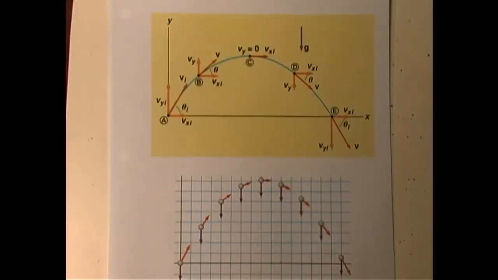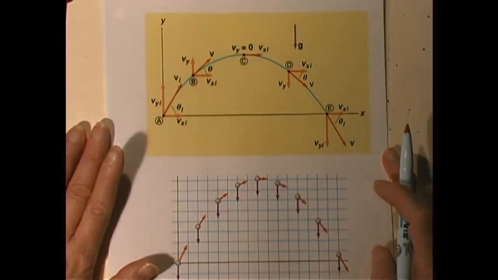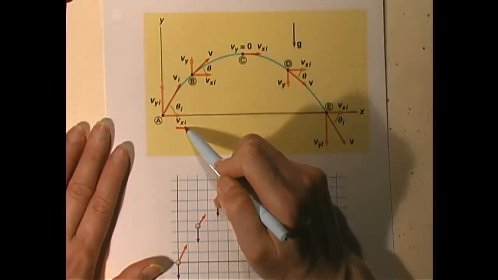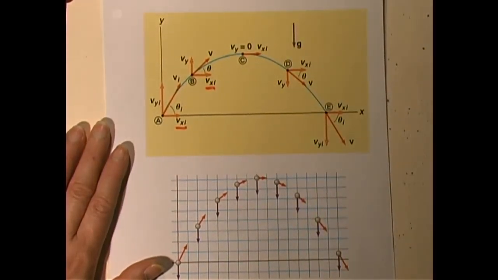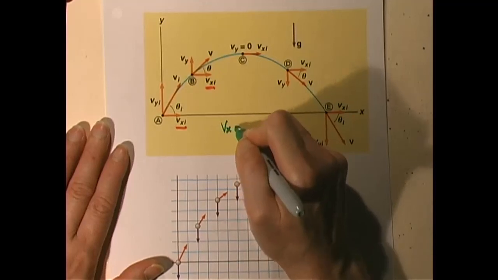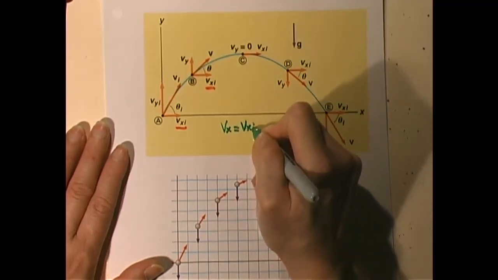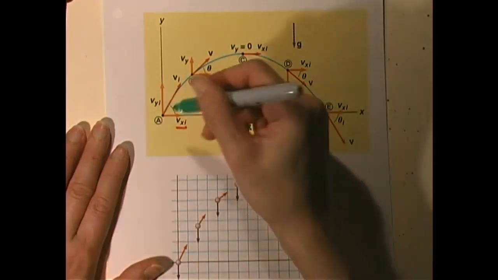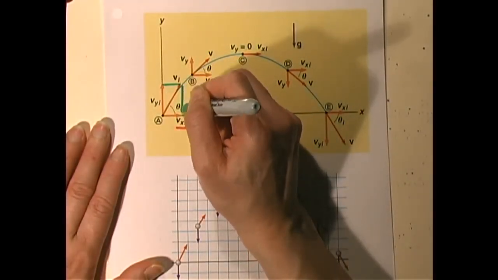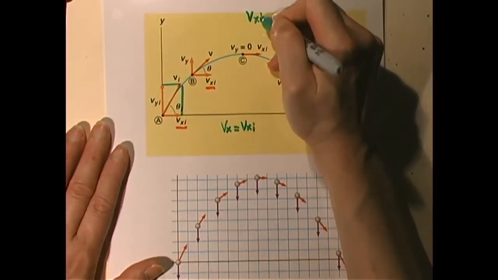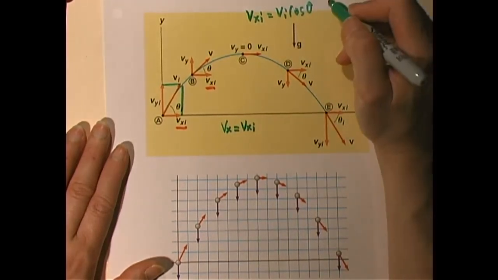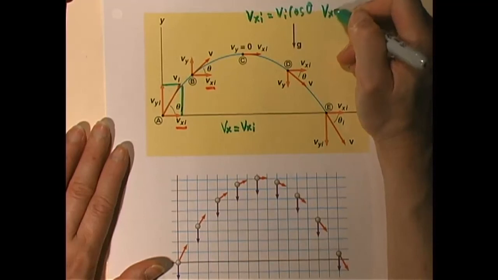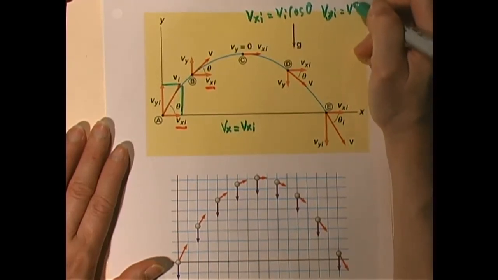Let's look at this one. In the x direction, this is the v initial x. It is always the same. So at any time Vx equals Vox, so we can simply say at any time Vx equals Vx of initial. How do we get Vx initial? Look at this relationship: Vx of initial simply is V of initial cosine of this angle theta. And obviously Vy of initial is V initial sine theta.